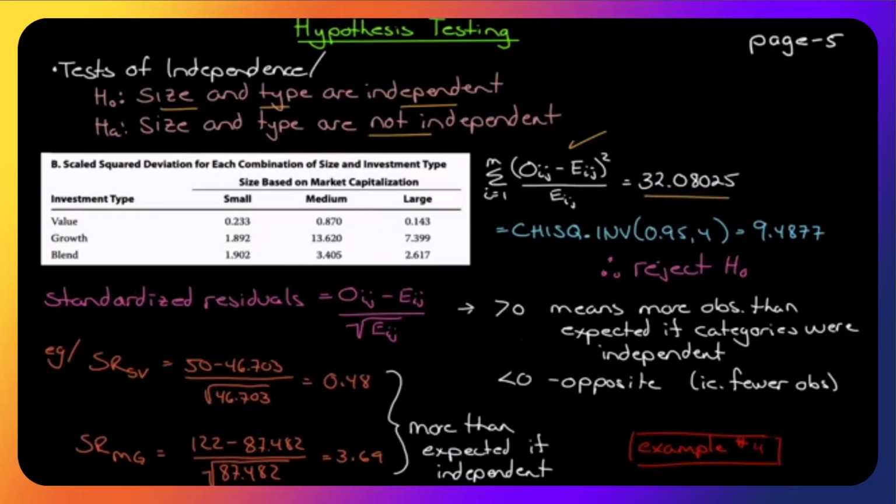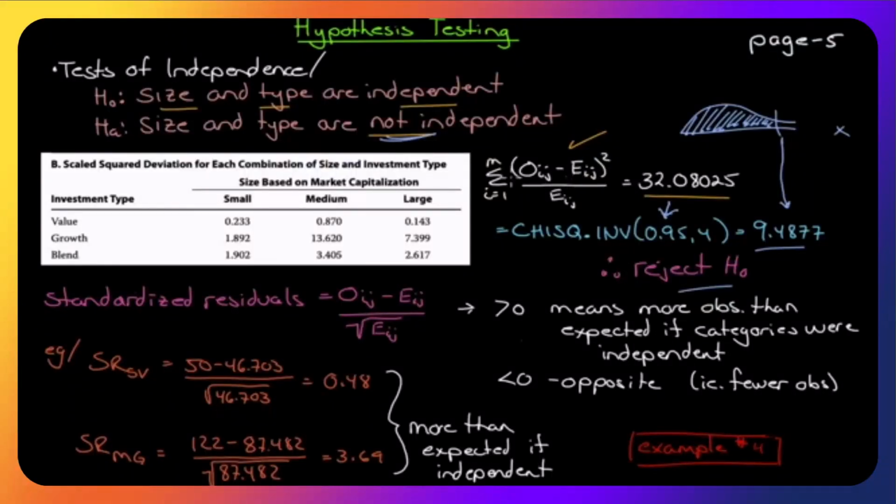We need a critical chi-square value now. Since we're putting in a probability, remember this is right-tailed only. So if it's right-tailed only, 95% of the probability is in the do not reject region. So 0.95, and our degrees of freedom: 3 minus 1 times 3 minus 1, 2 times 2 is 4. It's number of rows minus 1 times number of columns minus 1, and we'll get 9.4877. We're at 32.08. We're way over here, and this is this value right here. So we're going to reject the null. They are not independent.